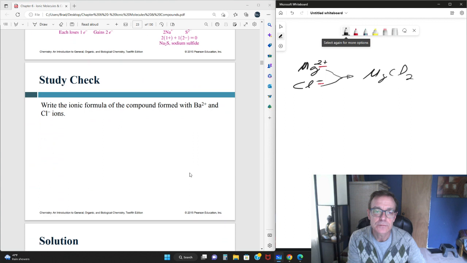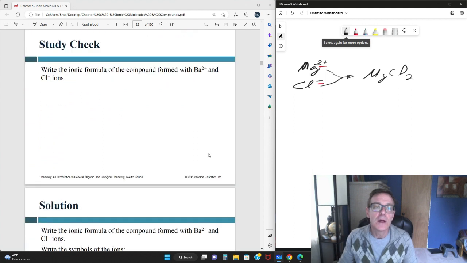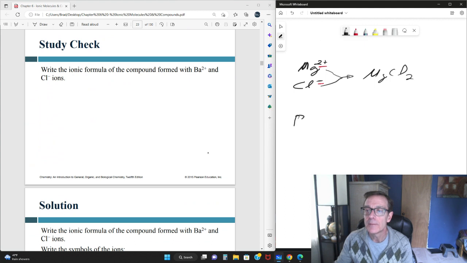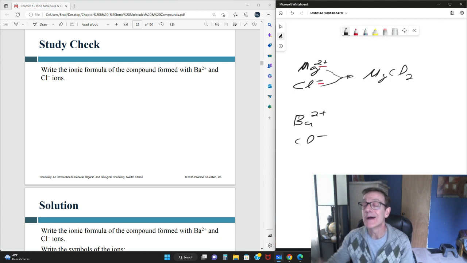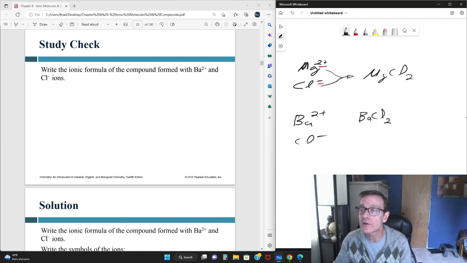Okay, so the ionic formula of a compound formed with barium, okay, and chloride, of course. So we have our metal and our non-metal. The metal always goes first. So we have barium and then chloride, subscript 2 to indicate that you need the two chlorides to form that molecule, barium chloride.